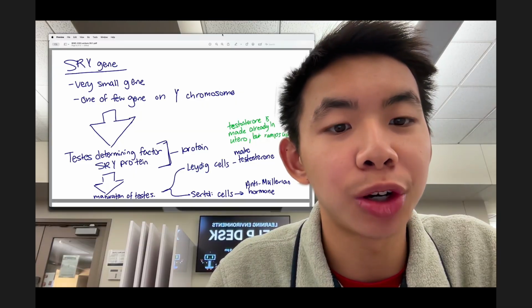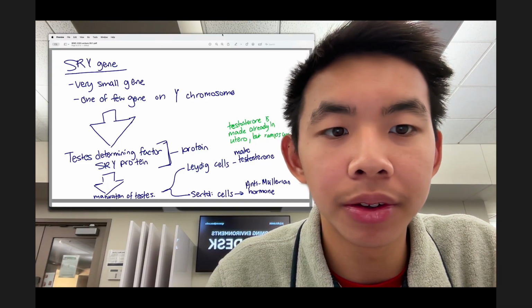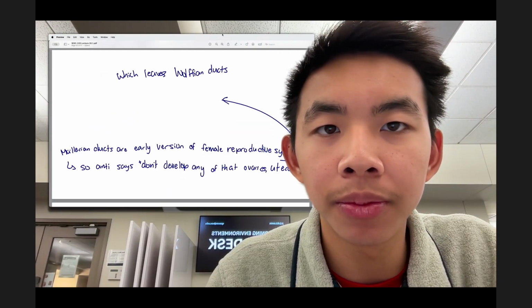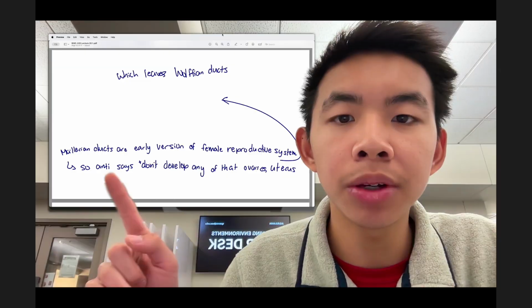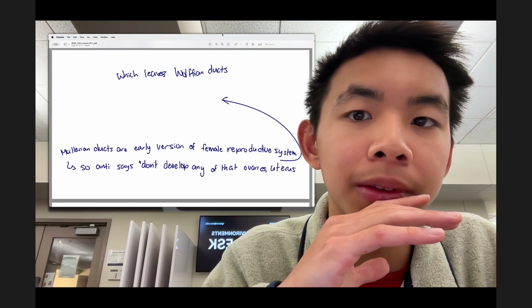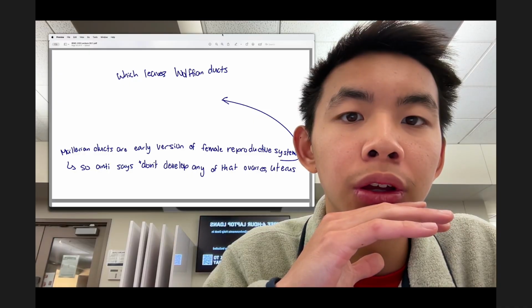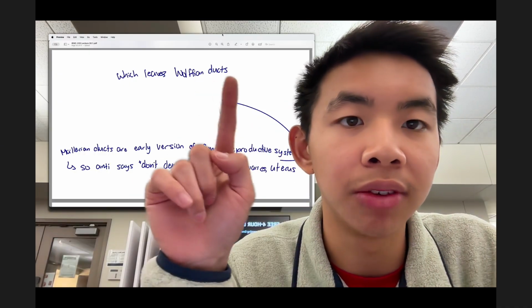Testosterone is already made in utero, but it ramps up. Mullerian ducts are an earlier version of the female reproductive system. So the anti-Mullerian hormone says don't develop any of that, the ovaries and the uterus. So it stops the Mullerian and just leaves the Wolffian.